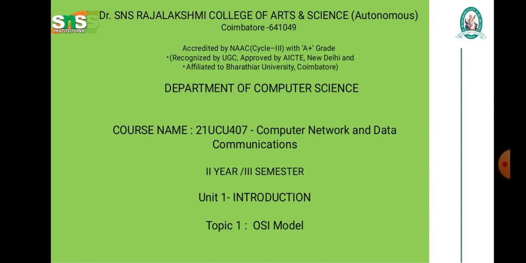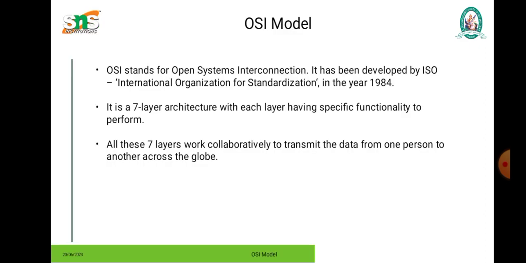Today we are going to discuss the OSI model in computer networks and data communication. So let's discuss the OSI model. OSI stands for Open Systems Interconnection, which is a reference model that describes how information from one software application in a computer moves through a physical medium to another computer.